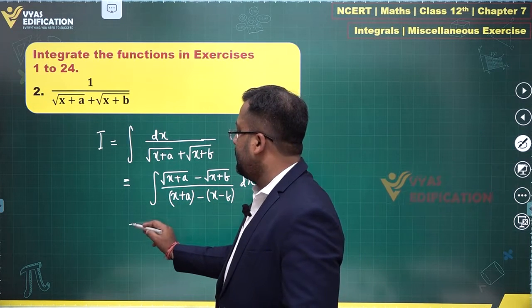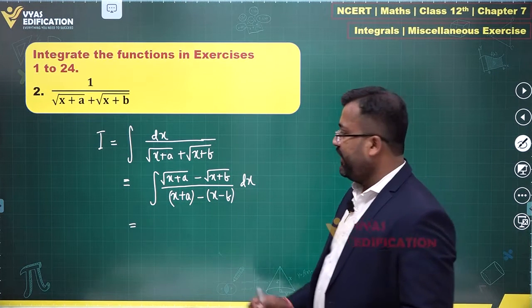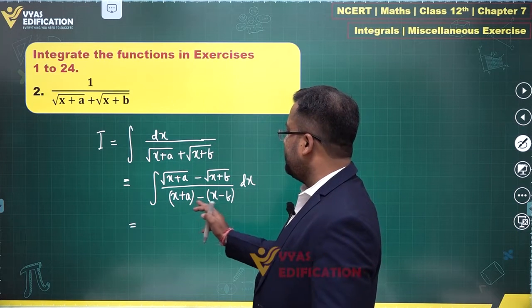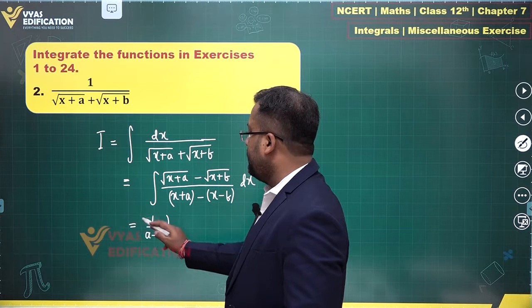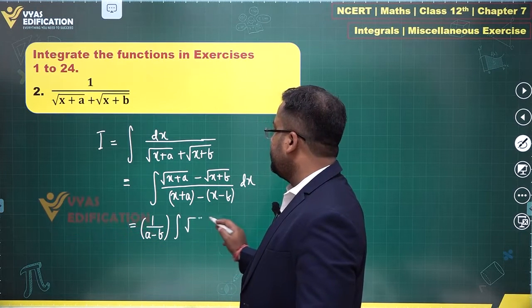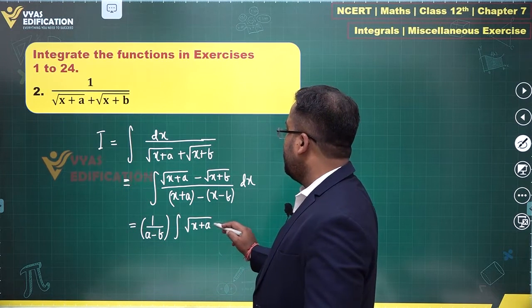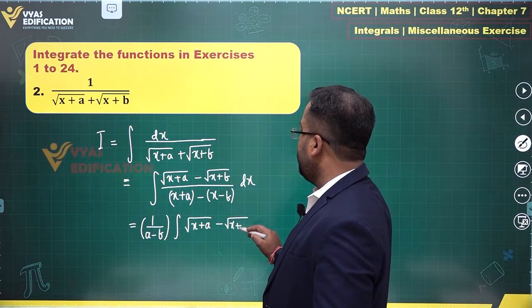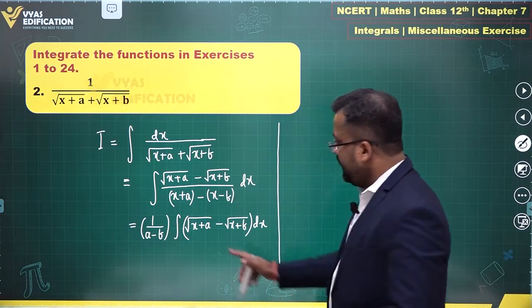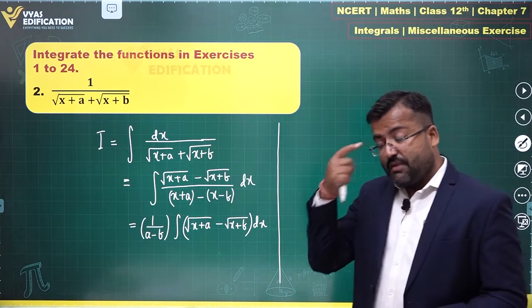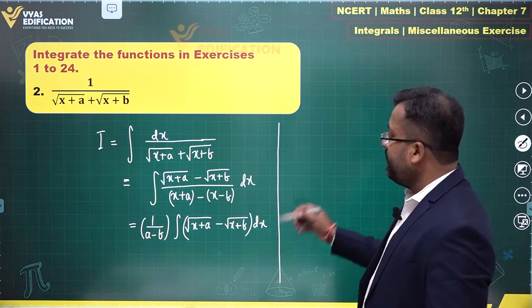dx. What will this denominator simplify to? You see, x and x will get cancelled. What you'll get is 1 upon a minus b, and which will come outside the integral. Inside you'll have under root of x plus a minus under root of x plus b dx. And now under root of x plus a, this is x plus a power 1 by 2. The integral is very simple.